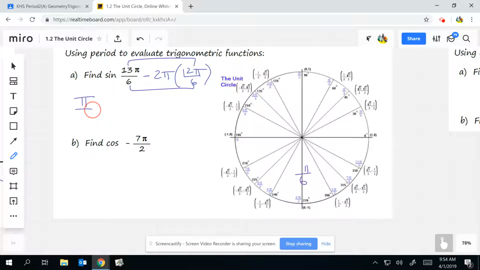Positive pi over 6. That is on my unit circle. Pi over 6 is right here. It's our coordinate of radical 3 over 2 and a half. Radical 3 over 2 and 1/2 at pi over 6 radians. Radical 3 over 2 and 1/2 is that.